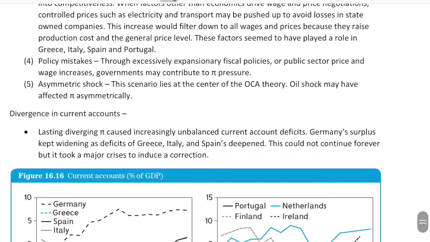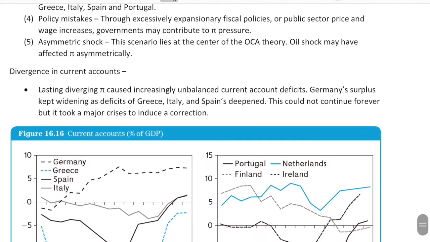So we spoke about what has caused divergence in inflation. Let's talk about what has caused divergence in current account, because not only inflation can diverge, balance of payments can also diverge, which in turn would lower the real exchange rates or change the real exchange rates in an economy. Okay, so lasting divergent inflation has caused increasingly unbalanced current account deficits.